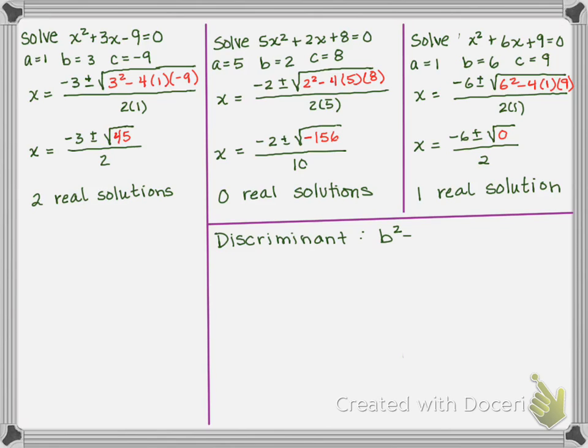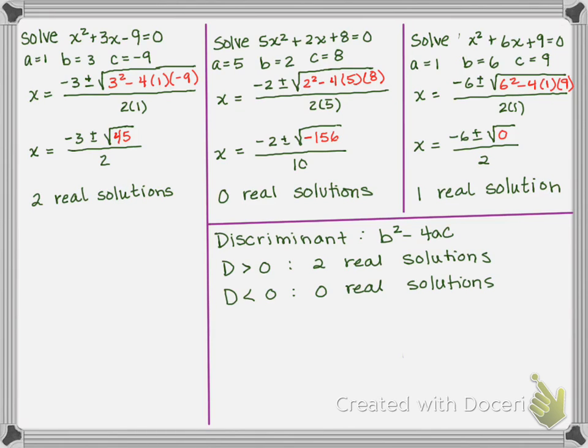And the discriminant is just b squared minus 4ac. It does not include the radical. It's just what's under it. And if D is positive, we found that we have 2 real solutions. If D is negative, we found that we have 0 real solutions. And if D is equal to 0, we have one real solution.